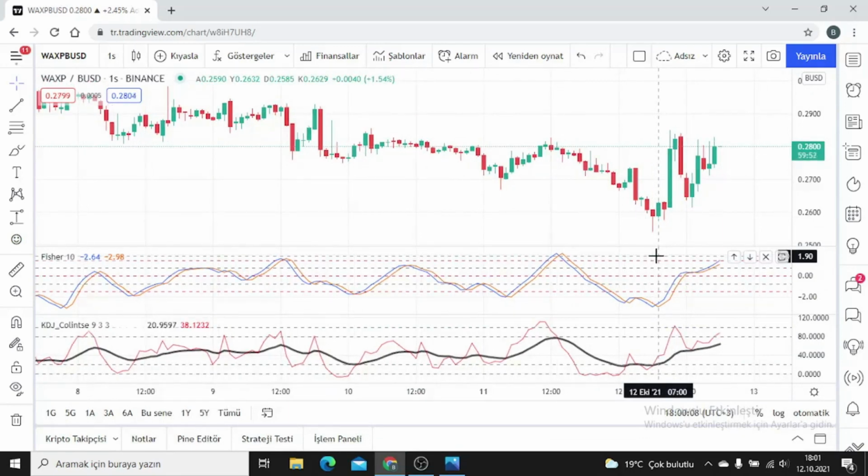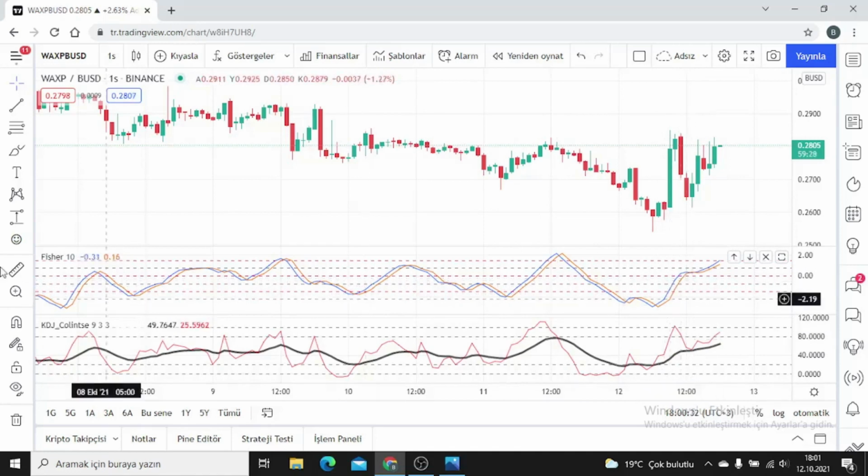In other words, if you scan there instead of setting an alarm on each issue, you will find the intersections, friends. For example, when we look here, the two do not intersect at the same time, as you can see, friends. KDJ intersects before, then Fisher intersects. And as you can see, it gives the sell signal here. In other words, if you trade here, it would remove you from the trade there.